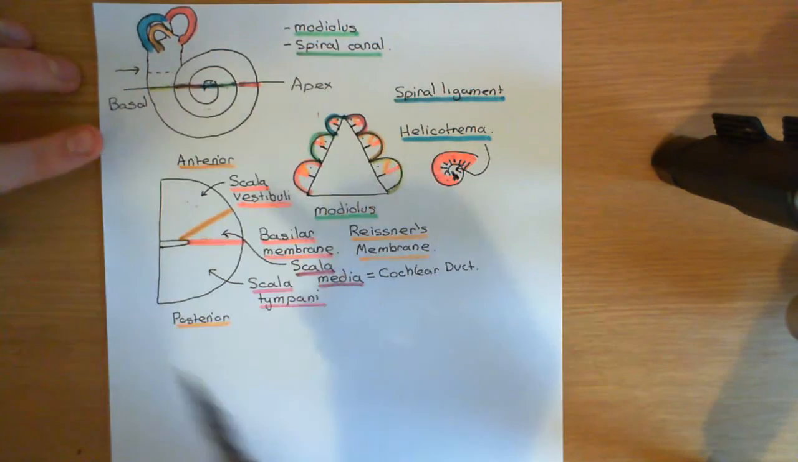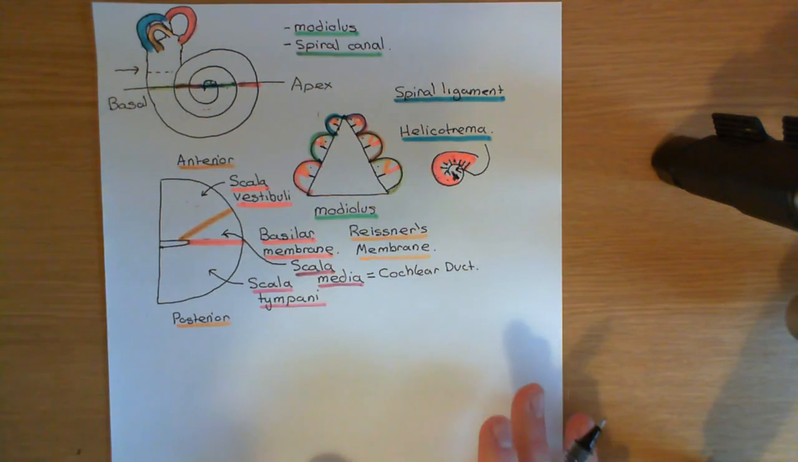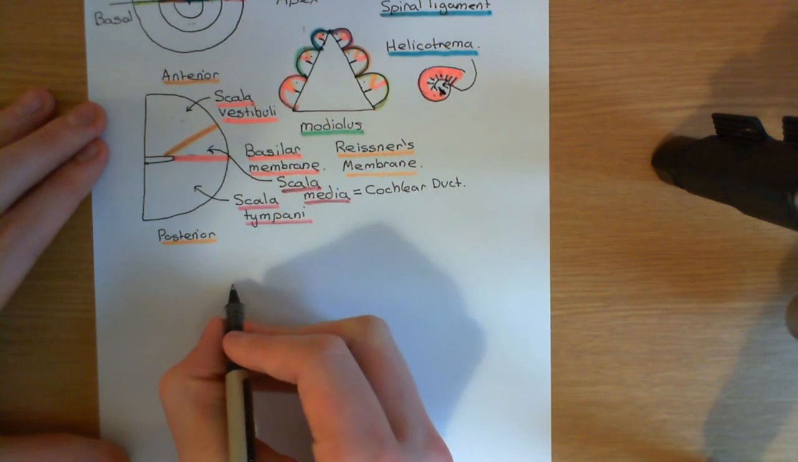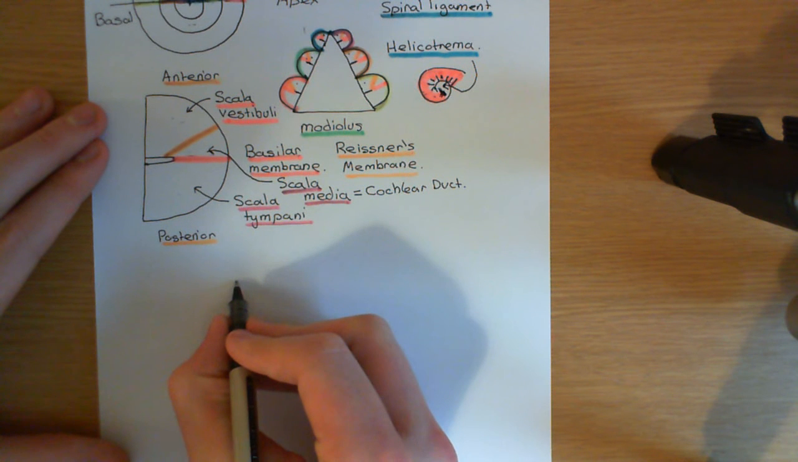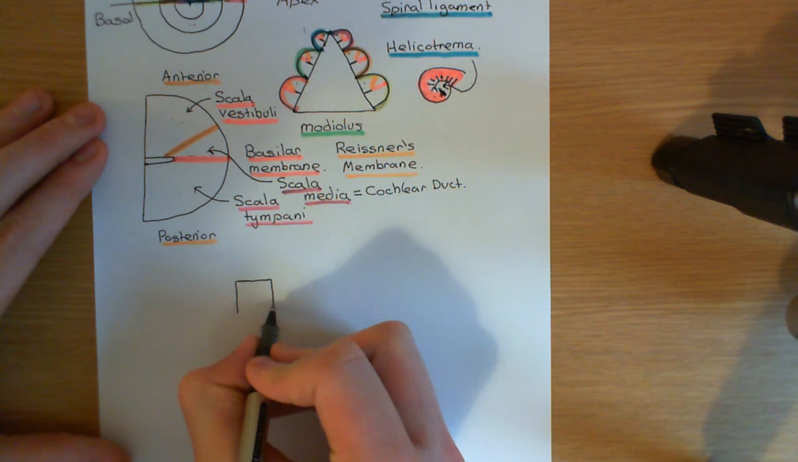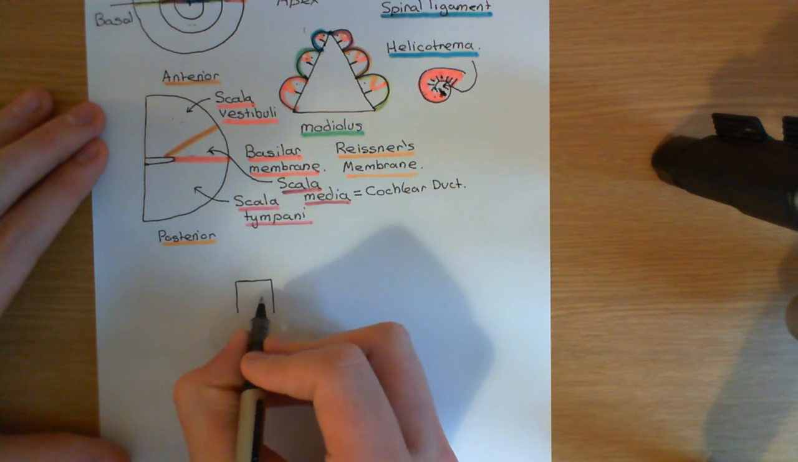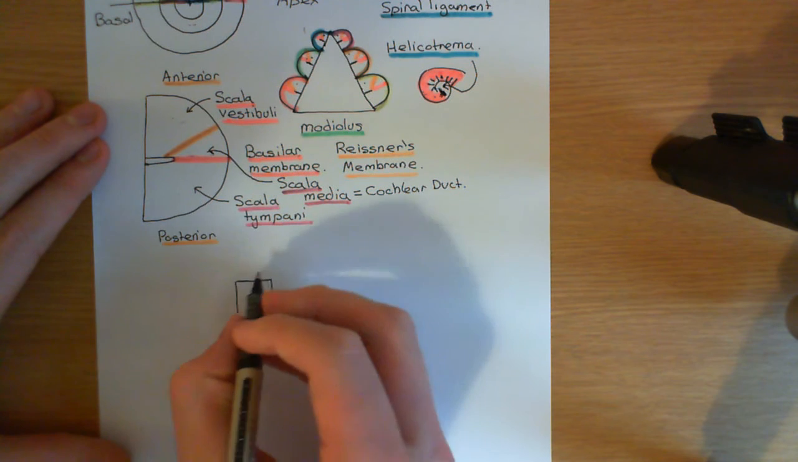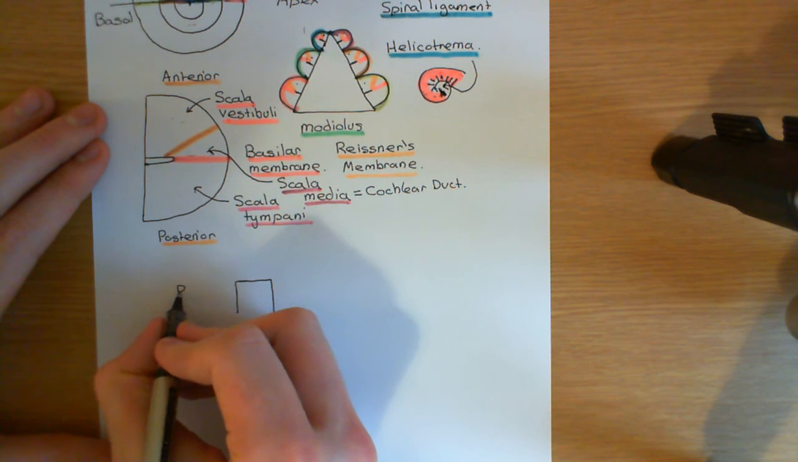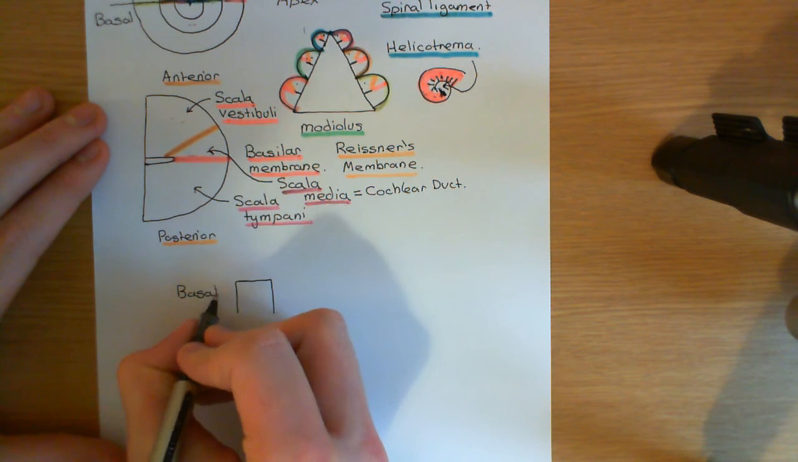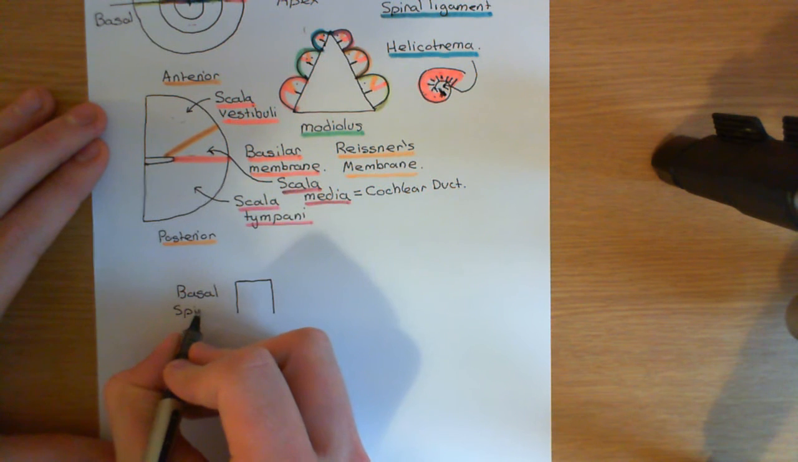Okay, so I'm going to take this picture from the medial side then and draw it here. So, here, this is the basal turn of the spiral canal. So this is the basal spiral canal. So I'll just enable this up. So this is the basal spiral canal.